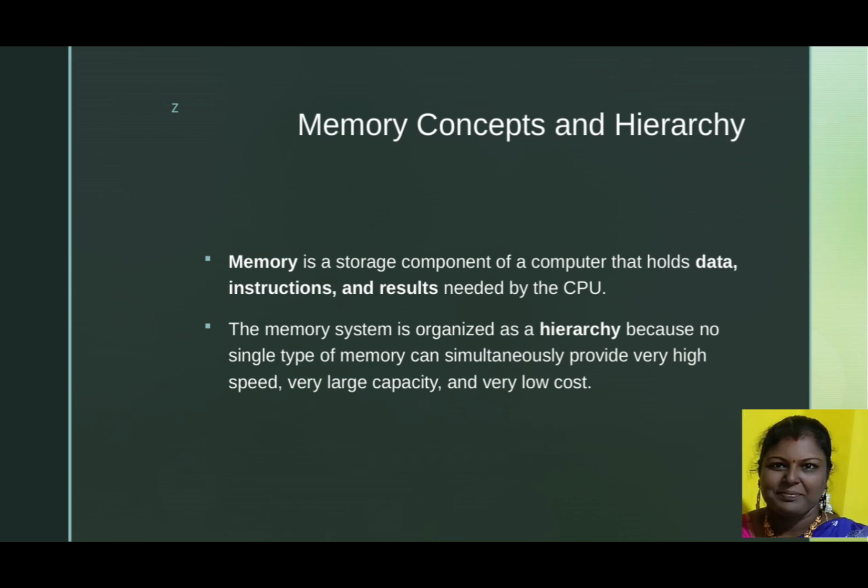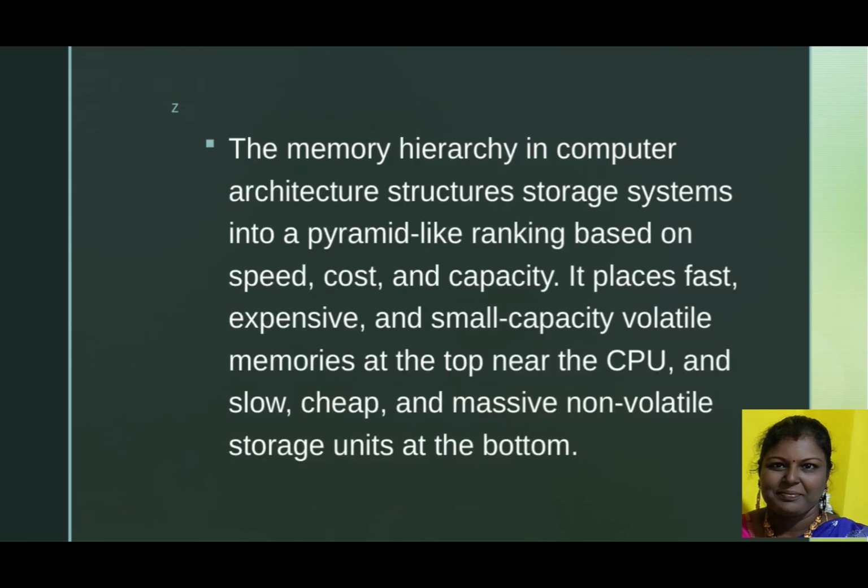Let's talk about the memory hierarchy, a way computers organize storage like a pyramid. At the top, we have the fastest memories. They're small, costly, and volatile, sitting close to the CPU for quick access. As we move down, memories get slower, cheaper, and larger in capacity. These are non-volatile, meaning they keep data even when the power's off. This structure balances speed, cost, and size to keep everything running smoothly.